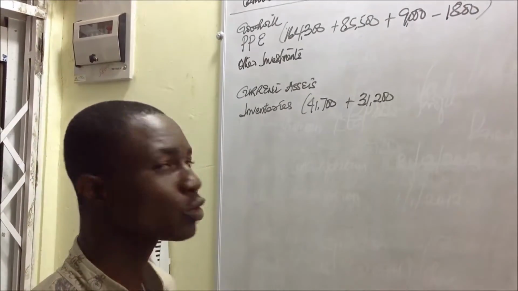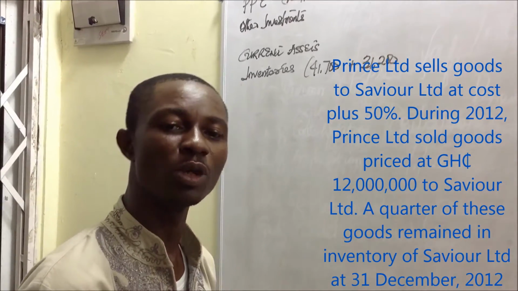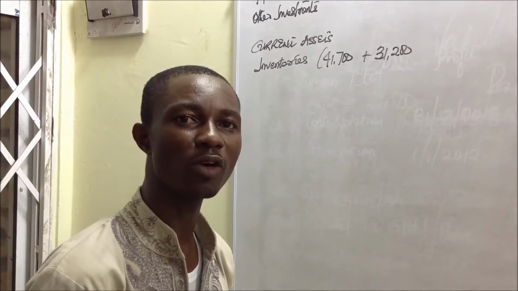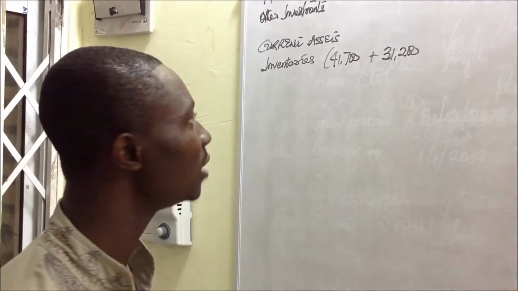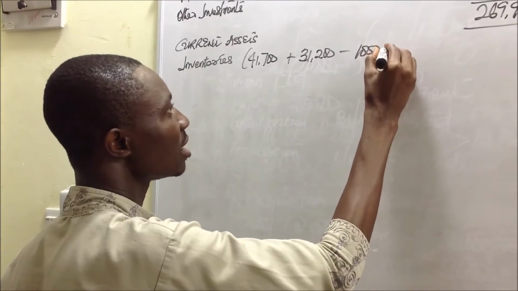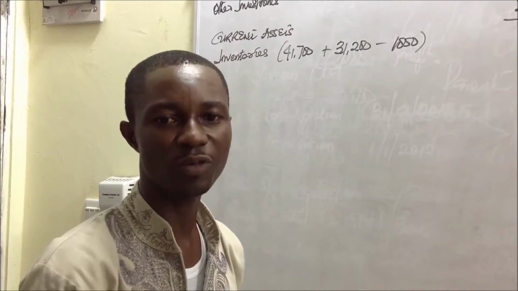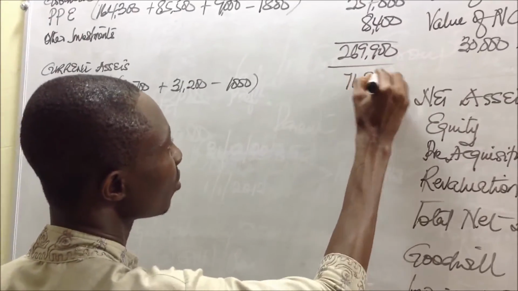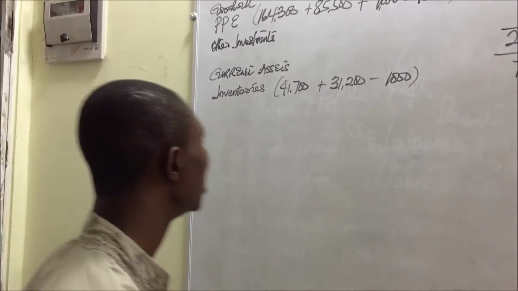But we said that parent sold goods to sub, and these goods contain an unrealized profit. We did a computation of the unrealized profits, and we realized that the total amount of unrealized profit is supposed to be 1,000, and that 1,000 is contained in the inventory of the subsidiary because they are the ones who bought. So we deduct the 1,000 from that. So the unrealized profit has been taken out of inventory, so we are now left with 71,900 for our total, or net, inventory.